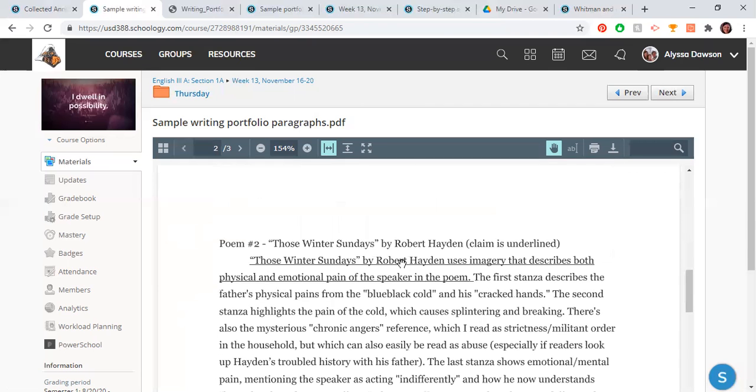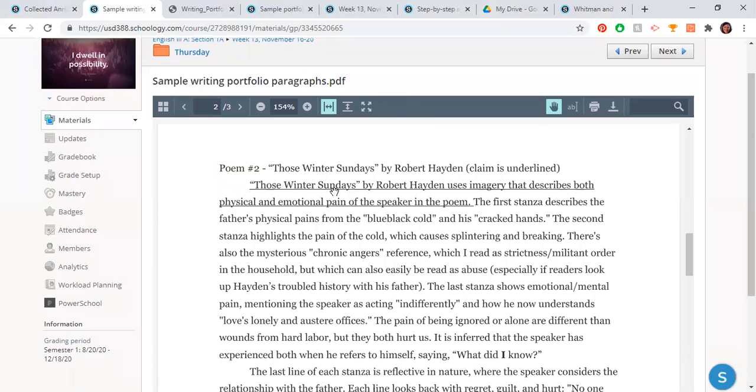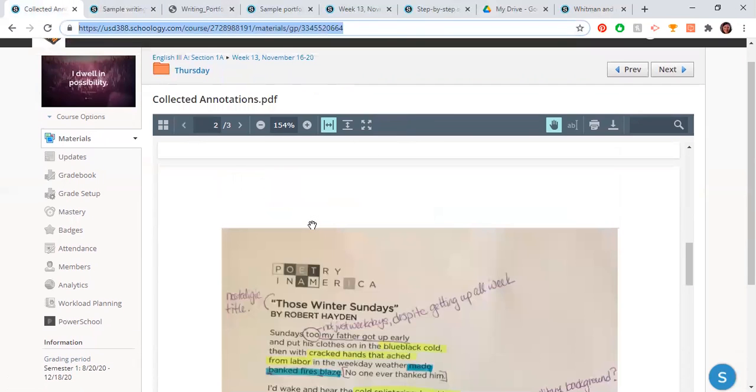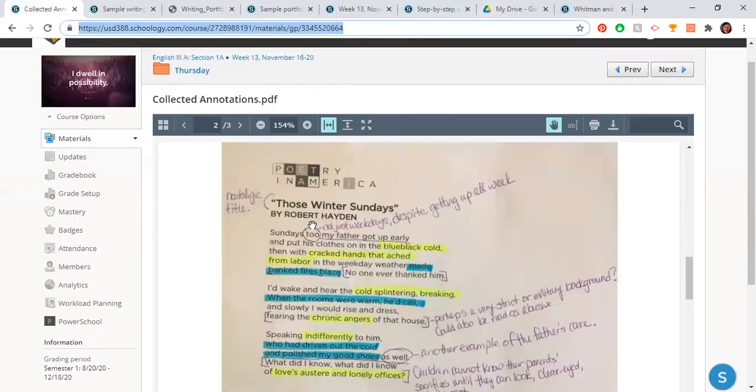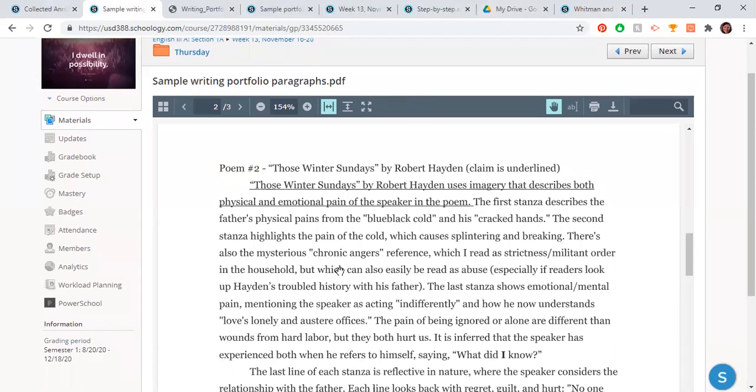So then, Those Winter Sundays by Robert Hayden. It says Those Winter Sundays by Robert Hayden uses imagery that describes both physical and emotional pain in the speaker of the poem. So if we go here, we can see from my annotation.